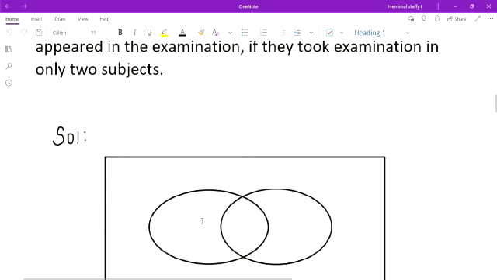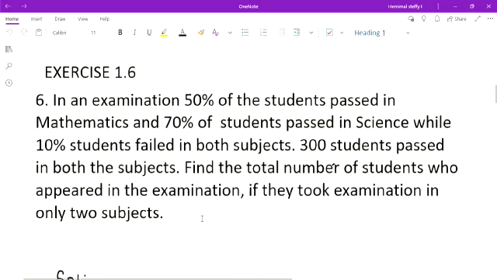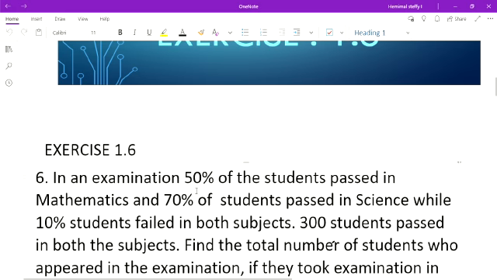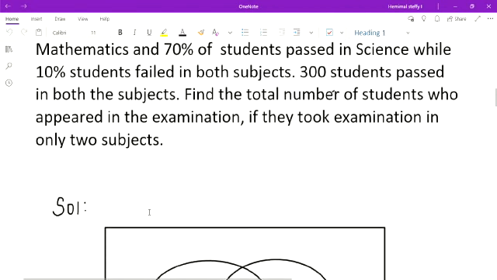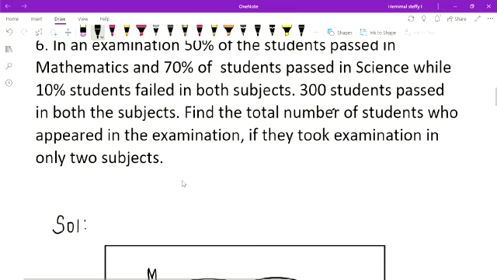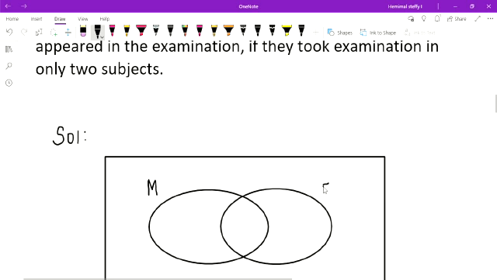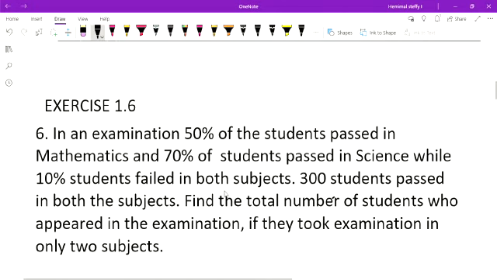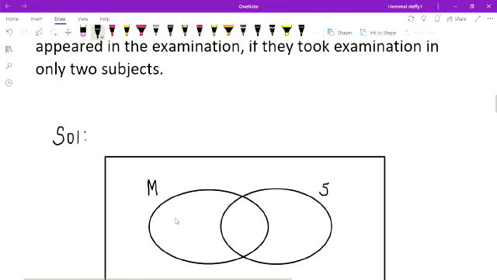Okay, I already drew the Venn diagram. First I am taking the sums. 50% of students passed in mathematics. Here two subjects have appeared. What are the subjects? The first subject is maths, the second subject is science. So two subjects have appeared, maths and science. Then 50% of students passed in mathematics, so I'll write 50% in this diagram.